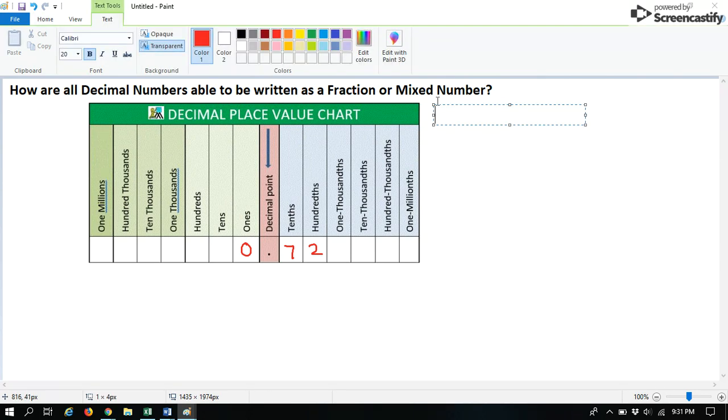Okay, so how am I going to read this number? I'm going to start with the 0. I'm going to say I have 0, and remember, wherever you see the decimal point, say the word "and". 0 and 72 hundredths. I hope you're starting to see kind of a pattern.